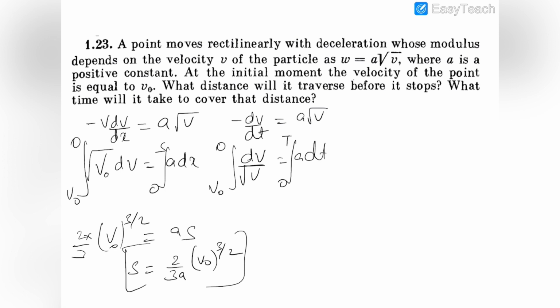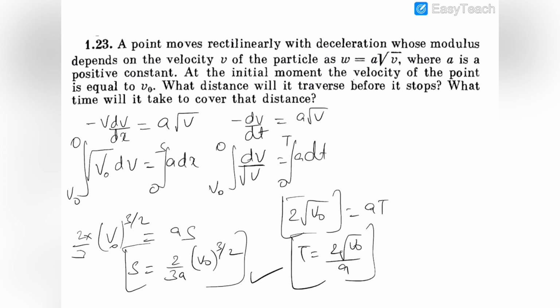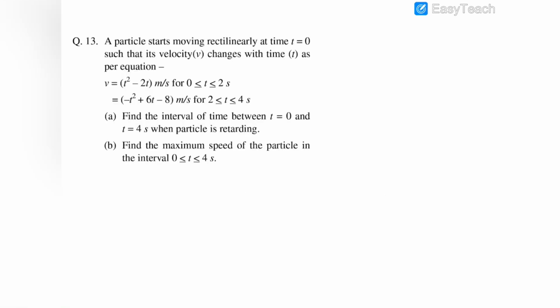So integration of this term would be 2 root v0, and here it would be at. So time would be 2 root v0 divided by a, and distance would be 2 by 3 a v0 to the power 3 by 2. Now let's move on to the next question.